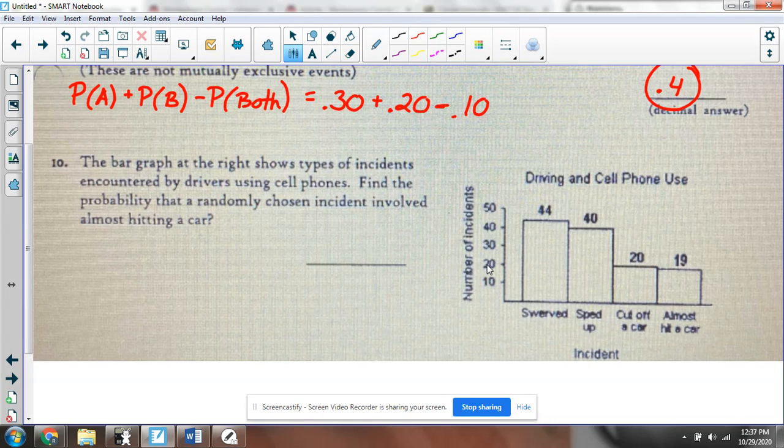Bar graph to the right shows types of incidents encountered by drivers using cell phones. Find the probability that a randomly chosen incident involved almost hitting a car. Almost hitting a car is 19, so it's going to be 19 over the total. Add these all up. What is that? 84, 104, 123, I think. 123 is prime, I believe, so I think that doesn't reduce.